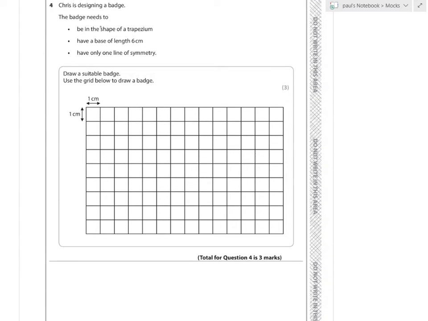Chris is designing a badge. The badge needs to be in the shape of a trapezium. That's that sort of shape, yeah? That have a base of 6 and only have one line of symmetry. Draw a suitable badge. So 1 square is 1 centimetre. So we can have 1, 2, 3, 4, 5, 6. Now the trapezium has only got to have one line of symmetry, which it does, doesn't it? It doesn't say how high it needs to be, so we'll just do a trapezium like that. There. Yeah, and it will have one line of symmetry going down through the middle. Both ends have to be the same.